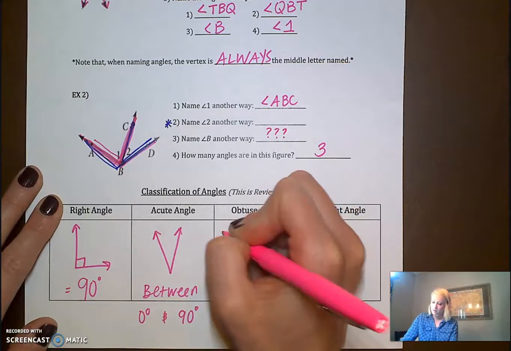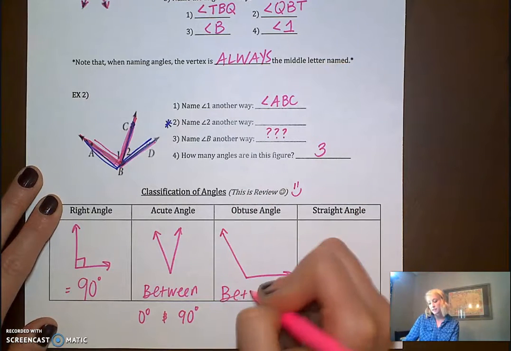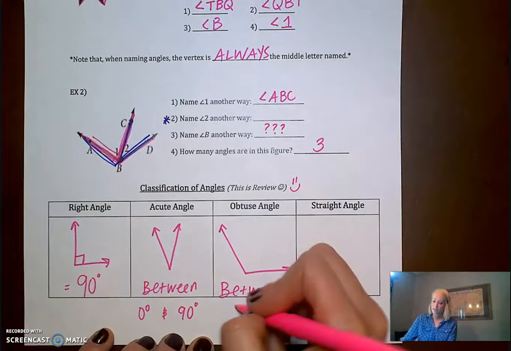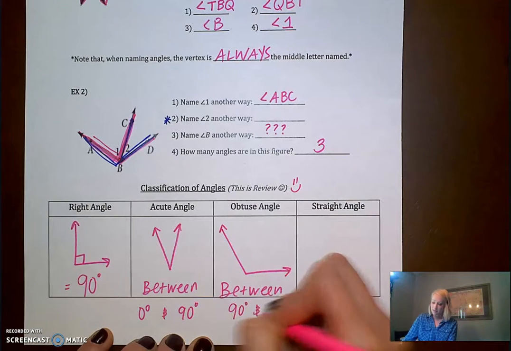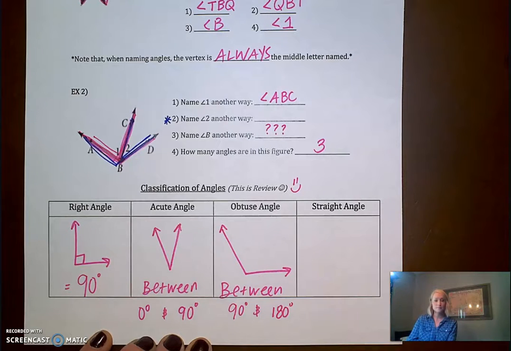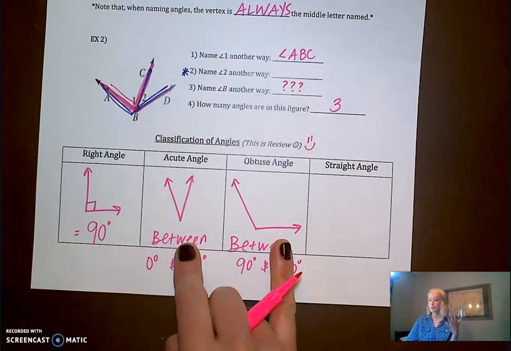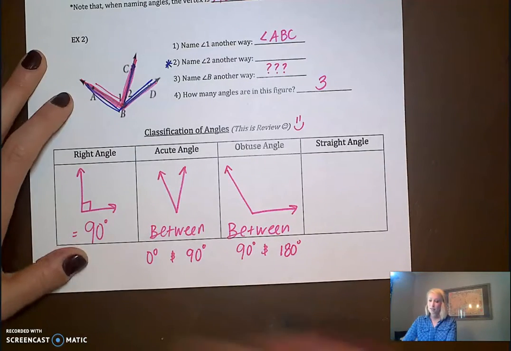Obtuse lies on the other end of the range here. These are much bigger. These are between 90 and 180. And again, hopefully you've heard those before and kind of remember a little bit about angles. If you don't, that's okay.